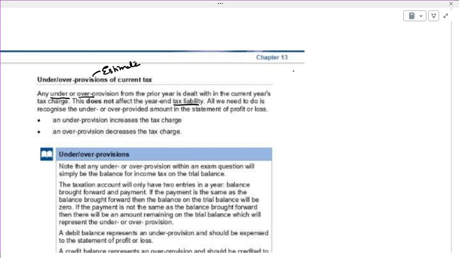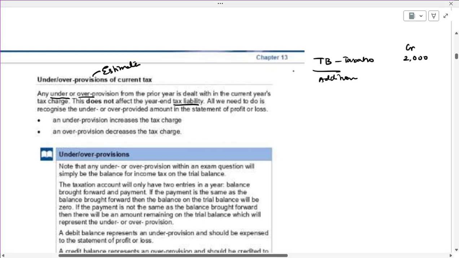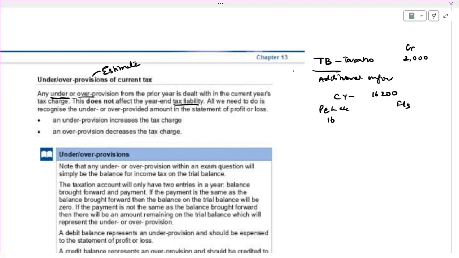They will say in the trial balance that taxation has a credit balance of 2,000. In the additional information, they will say the current year tax is going to be 16,200. Now, what will happen in the profit and loss account and in the financial statements? In the profit and loss account, 16,200 is the current year tax.